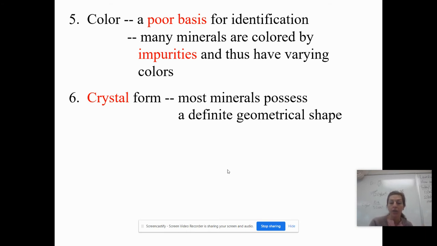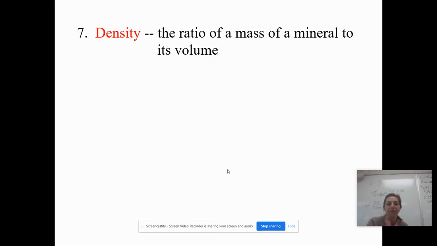We also look at shape: most minerals have a definite geometrical shape. Some of them look like crystals, and I'm sure you've seen this if you've ever gone to a place that had the cool minerals that you can buy, right? And you could see all the crystal formations inside of them, or geodes have crystals inside.